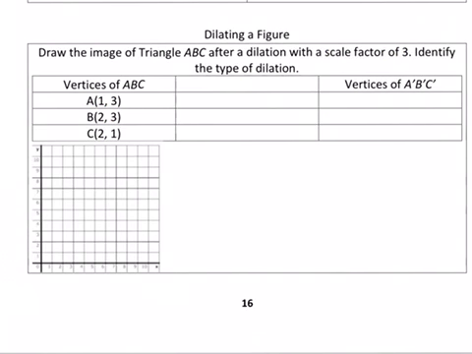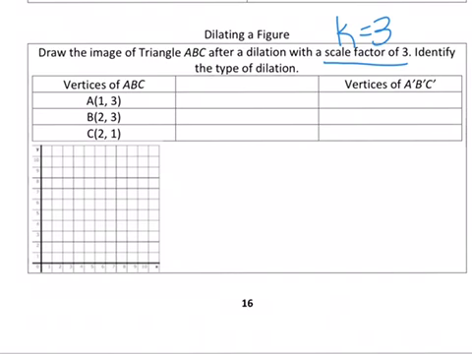Now we're going to start plotting points and using a dilation on a coordinate grid. So we are to draw the triangle ABC after a dilation with the scale factor of 3 and identify the type of dilation. So remember, scale factor is also known as K. So K is going to equal 3. So let's look at our vertices in our chart. The vertices are A, B, and C, and I'm just going to go ahead and plot those right now so that we can start this problem.